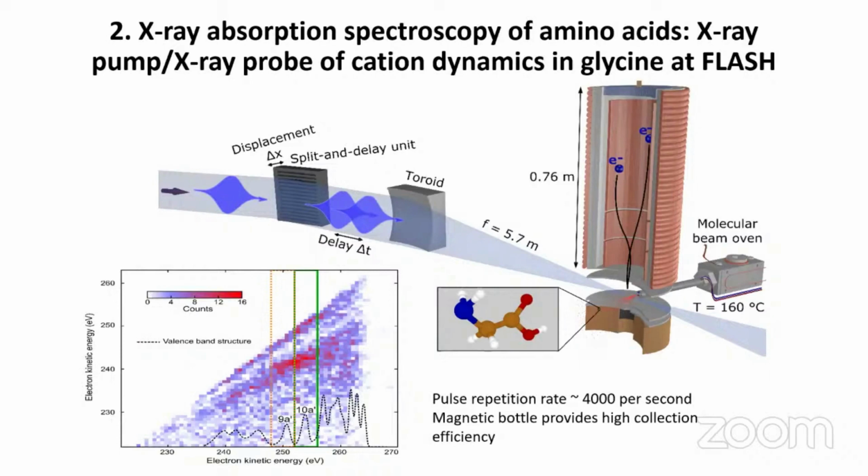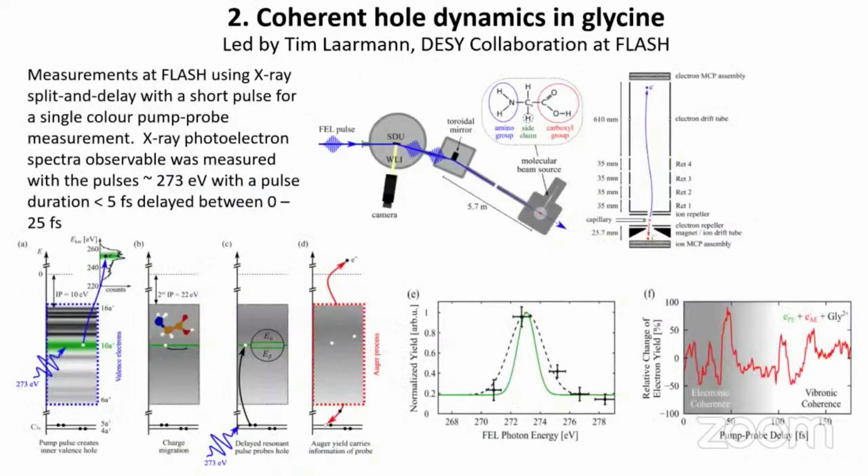So basically, the glycine was introduced into the interaction region, and the pump probe delay was scanned, and we made our measurements. Essentially, it's the same scheme I just described. So the detection channel is the Auger electrons, but in this case, we detect the Auger electrons in coincidence with a photoelectron of the right energy. And it turns out the right energy in this case, so this is the Auger signal, corresponds to 273 eV input photon.